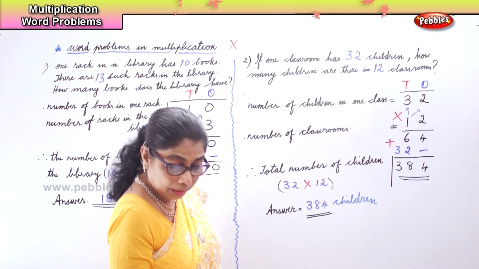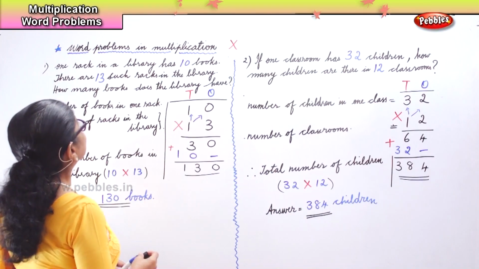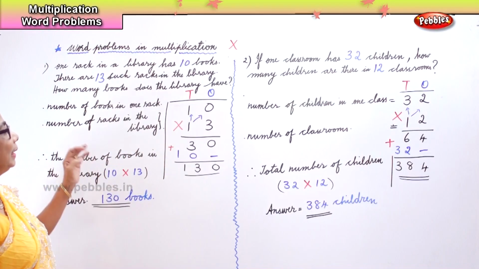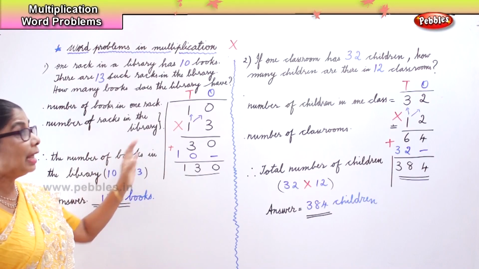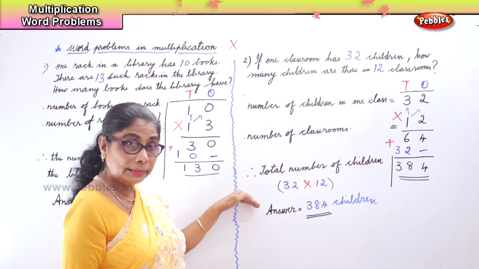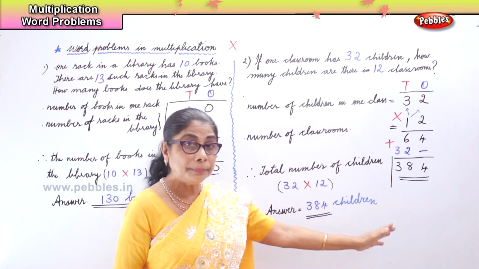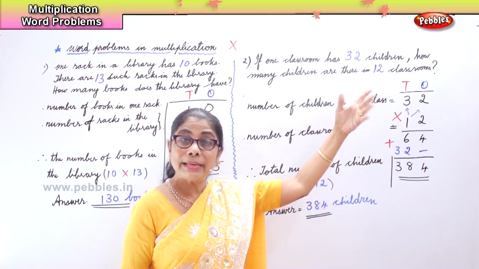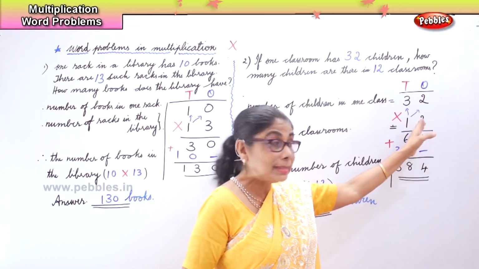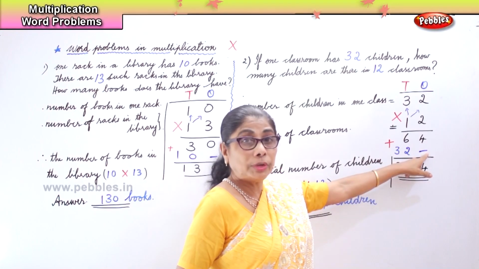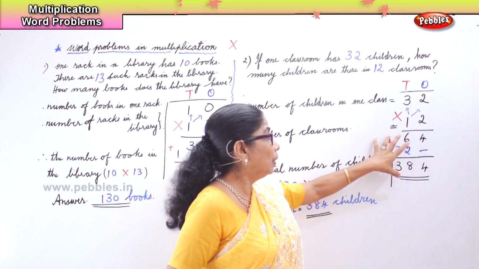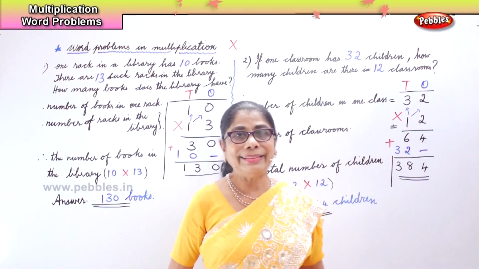So what did we learn? We learned word problems in multiplication. We did two problems and how to arrange them. First you do the statements and then you do the column, put the ones, tens, arrange the numbers, multiply the ones. Then when it comes to the tens place multiplication, put a dash and then you multiply the second number, put an addition sign, add, and that's your answer.